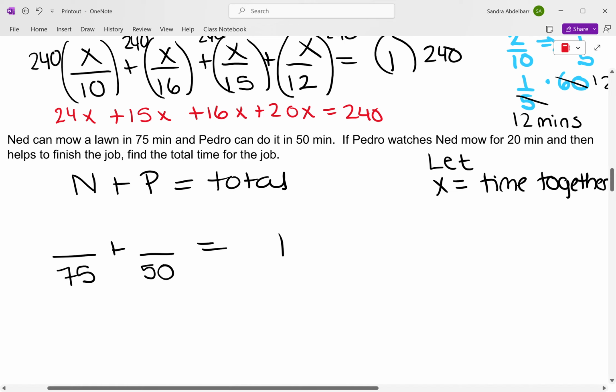So if I let X equal time together, that means Pedro worked X, right? He only worked that time in the numerator with Ned. But Ned did the same amount of time as Pedro plus an additional 20 minutes. So we can either say that Pedro is X and Ned is X plus 20, or if you wanted to, you can say Ned is X and Pedro's X minus 20. Either way would have worked, and you're going to get the same answer ultimately at the end.